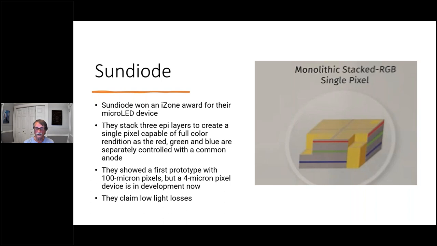So they have done this. They've done actually a very impressive device. It's a four contact device. So you've got a contact for red, green, and blue, and then a common anode, I guess it is, for all of them. So that's a very interesting architecture. And they just had their first prototype at DisplayWeek with 100 micron pixels, and they're in development now of a 4 micron pixel device. So they claim low light losses. And the demo was impressive, but they don't have a lot of data at this point.